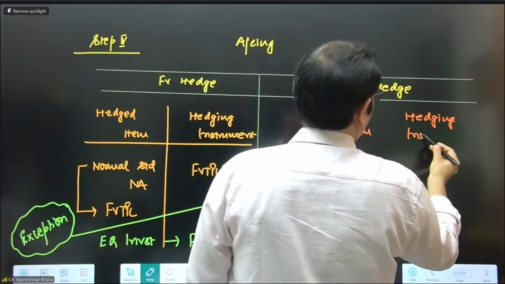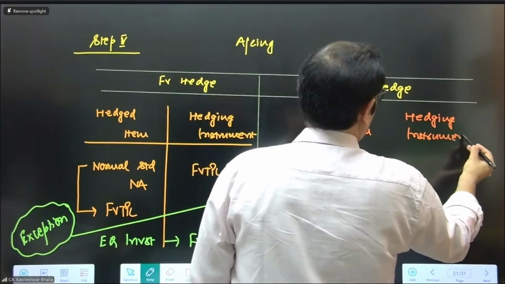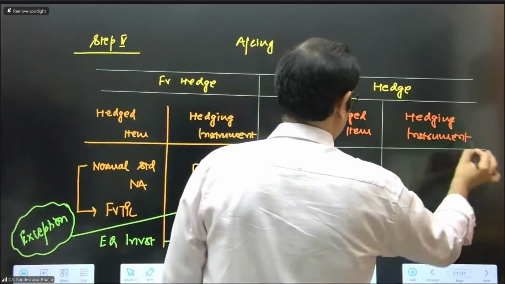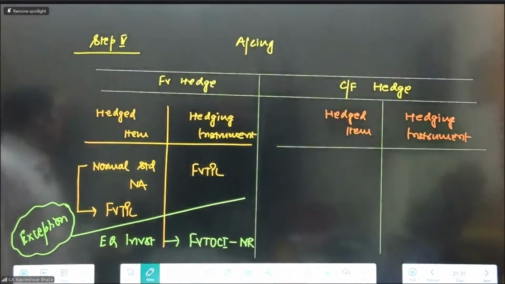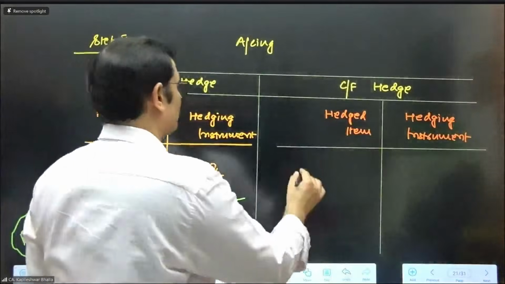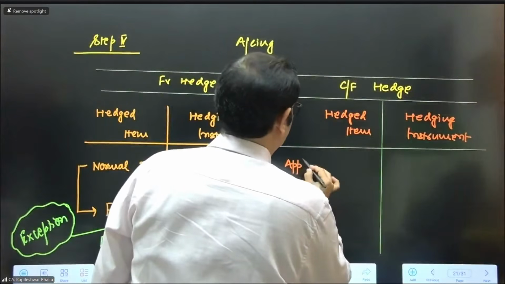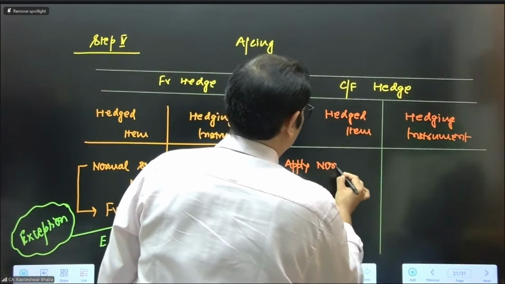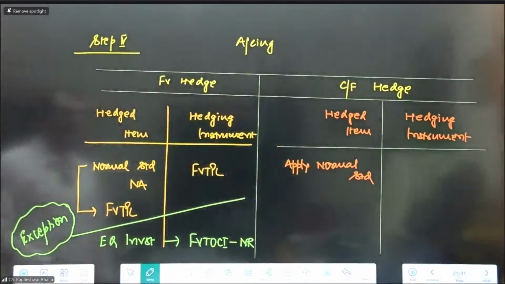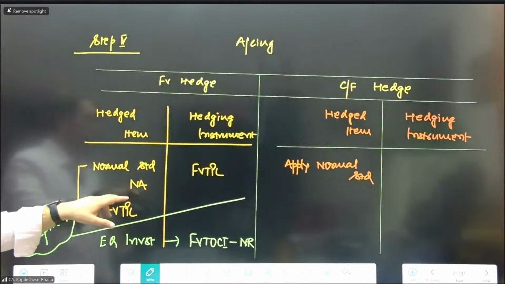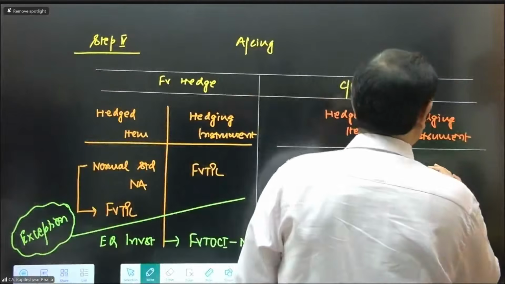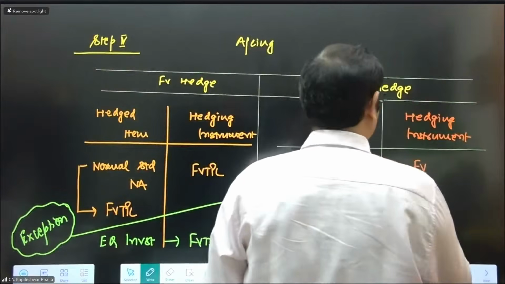So we've got a hedged item as well as a hedging instrument. Now here we need to be a bit more careful in terms of a cash flow hedge. For the hedged item, we apply the normal standards. Unlike the case of a fair value hedge, where the normal standards are not applicable, in this case the normal standards apply. And in this particular case, we follow the concept of fair value.